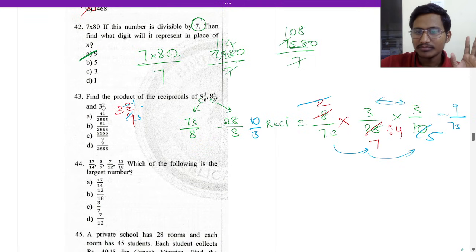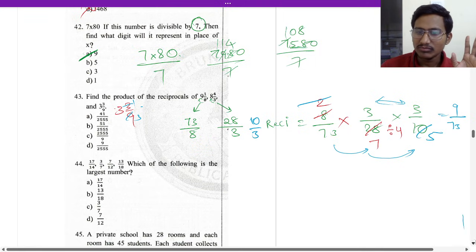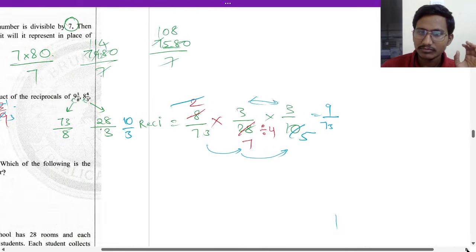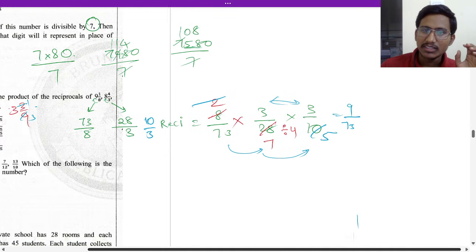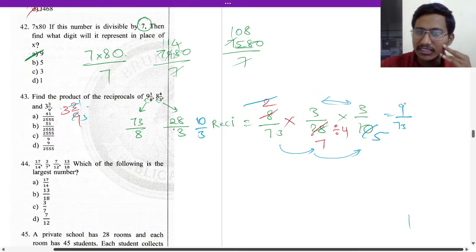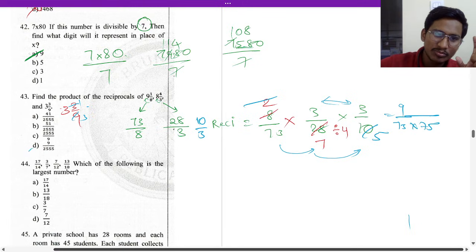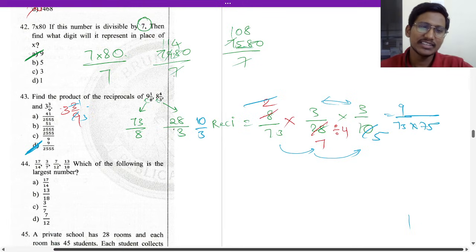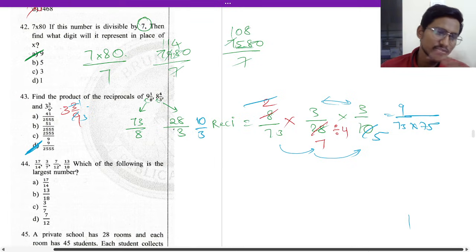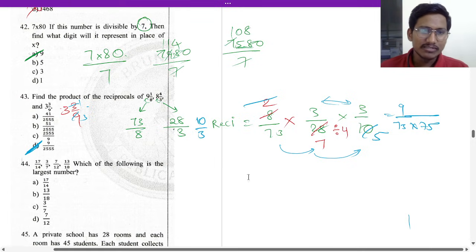7 into 7 into 5. So which has 9 in the numerator? Option D is the answer, right? So that much you can do easily, and you will get the answer. Okay, so next, 44.